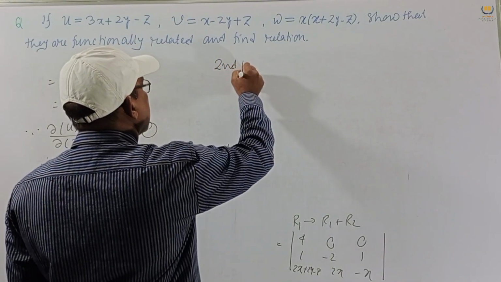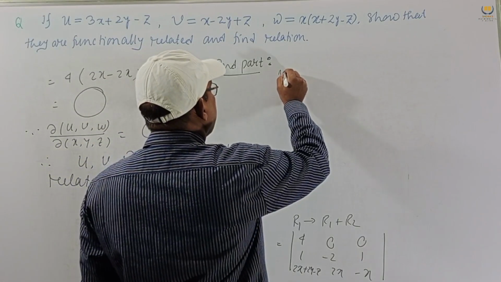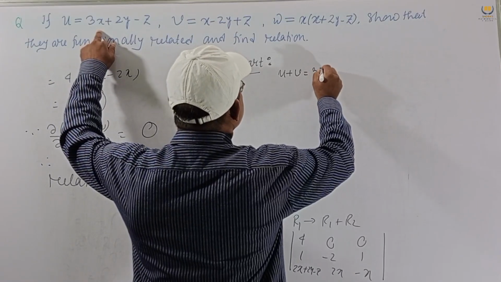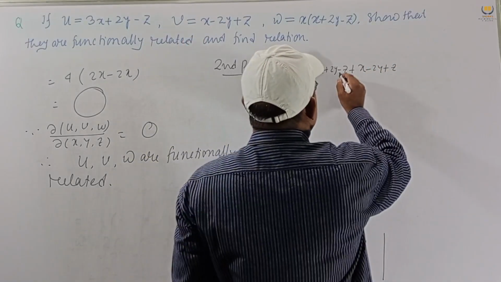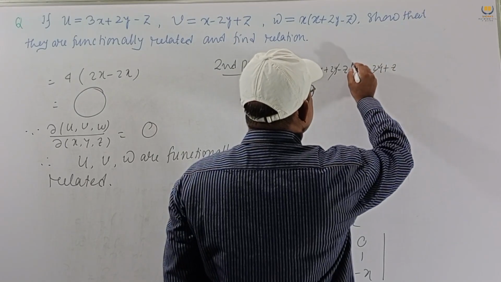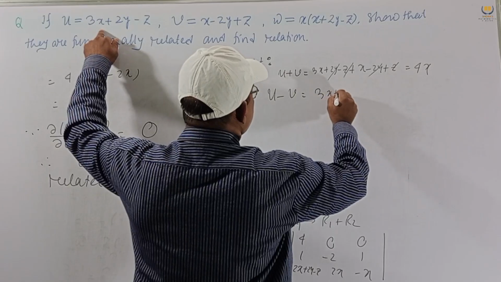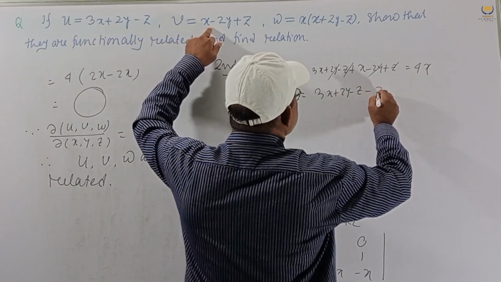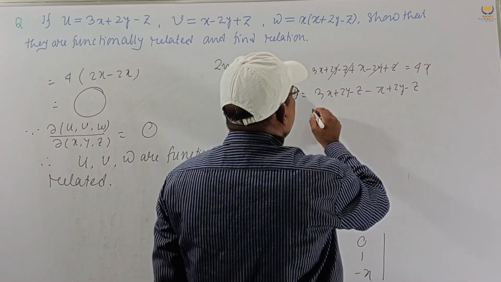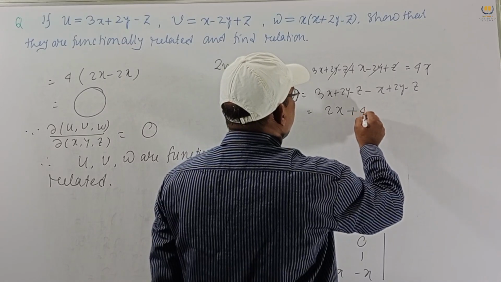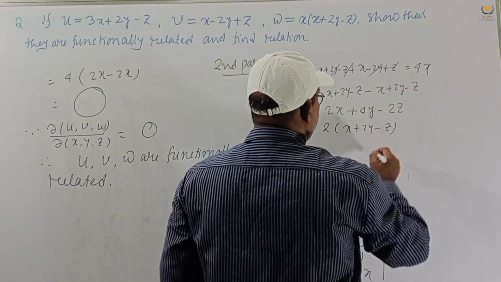Second part we consider. First we have to find u plus v. u is 3x plus 2y minus z, plus x minus 2y plus z, then 2y and 2y cancel, z and z cancel, we get 4x. u minus v is 3x plus 2y minus z minus (x minus 2y plus z), which equals 2x plus 4y minus 2z, or taking 2 common, 2 times (x plus 2y minus z).